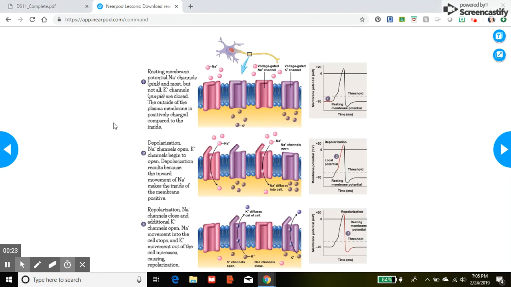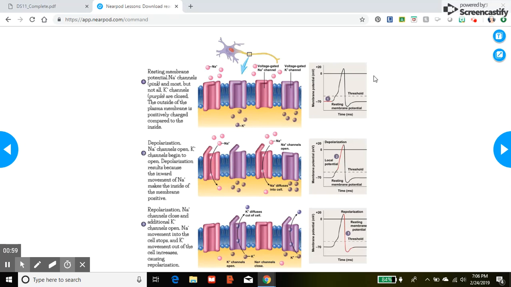So step 1, we have this resting membrane potential, right? What's going to happen is our sodium channels, the pink ones, are going to be present, and the purple are the potassium. Those sodium channels and the potassium channels are going to start closed, and you can see that up here. They're all shut. They're not getting through. So the outside of the plasma membrane is going to be positively charged, and the inside is going to be negatively charged, comparatively speaking.